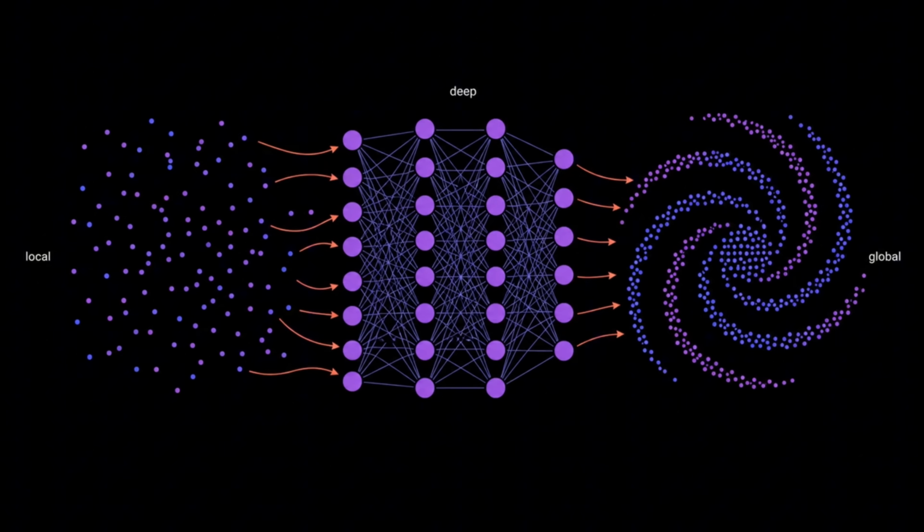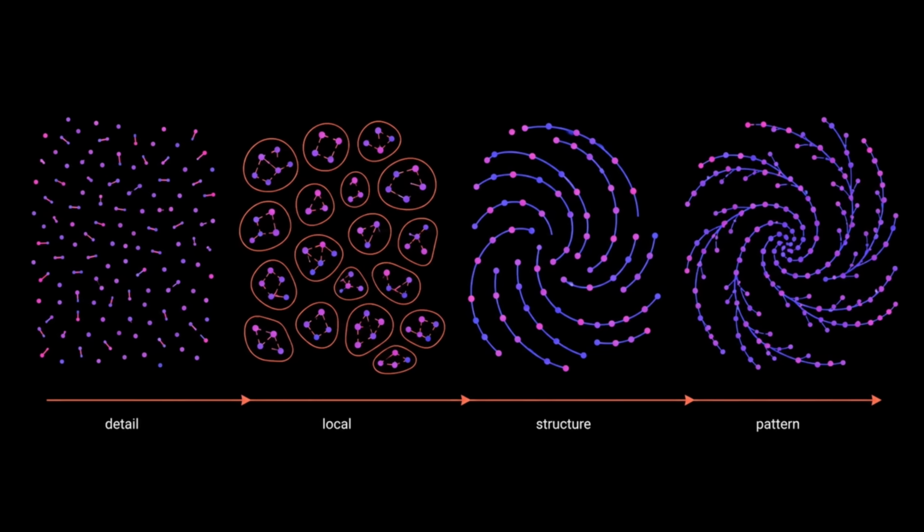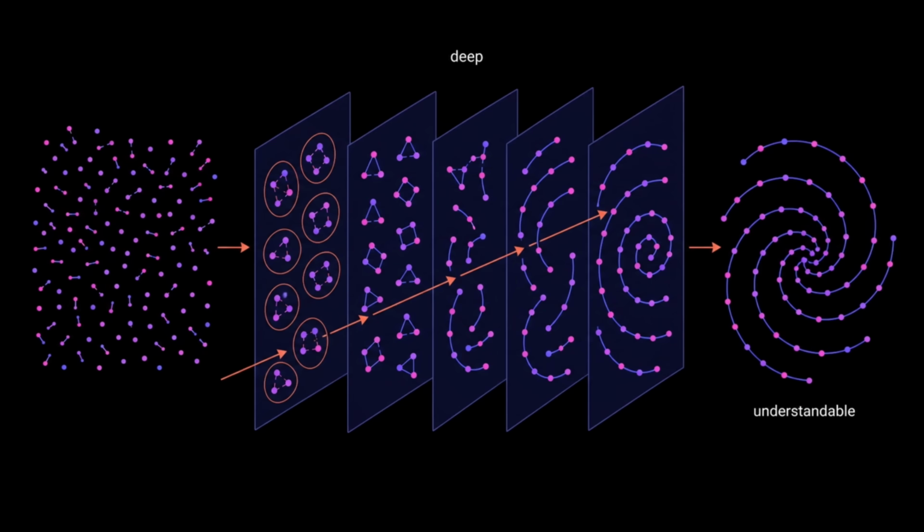Deep neural networks work because they echo a strategy nature itself seems to reward. Build meaning level by level, from the local to the global, from detail to structure, from chaos to pattern. Once you see that, the word deep in neural networks sounds like a theory of how complexity becomes understandable.